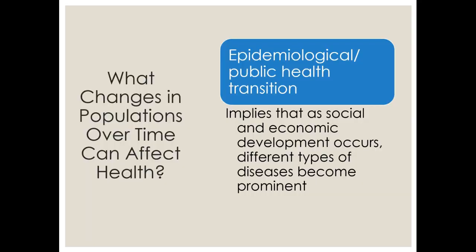Another change is called an epidemiological transition, and this implies that as social and economic development occurs, different types of diseases become prominent. With developing nations, we find that infectious disease is predominantly what kills populations, whereas in developed nations, we find that lifestyle diseases are what are killing the population. So in, say, a poor area in Africa where they don't have sanitation, you'll find infectious diseases impacting the population and being a burden of disease. Here in the United States, it's not so much infectious disease as it is lifestyle diseases such as heart disease and diabetes. So this is called an epidemiological transition.